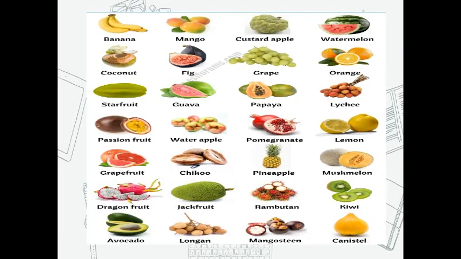Ah, lovely, lovely fruits. How many do you like? What all do you like? I like most of them. Very good. So you will become healthy if you eat lots of fruits.